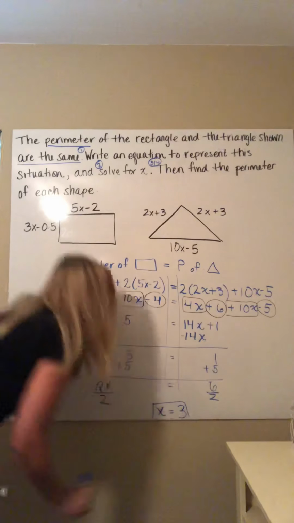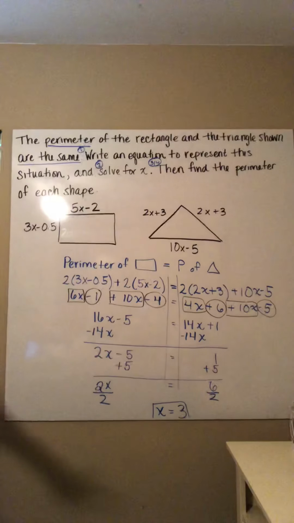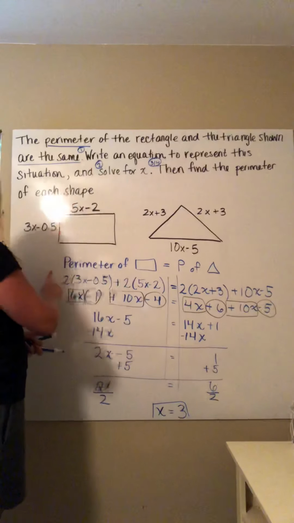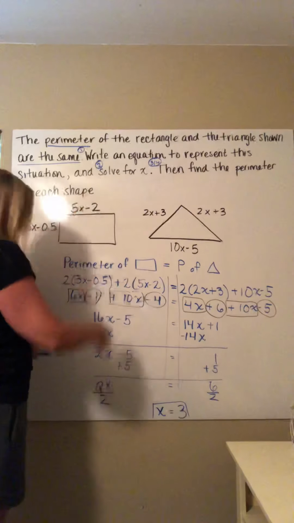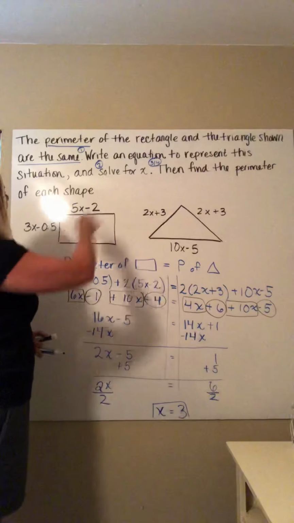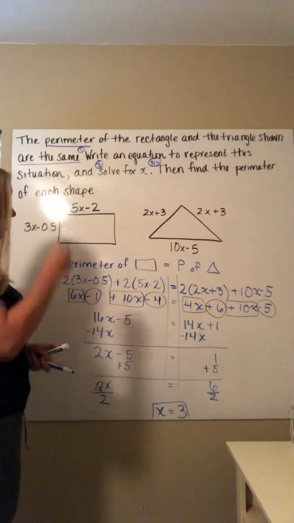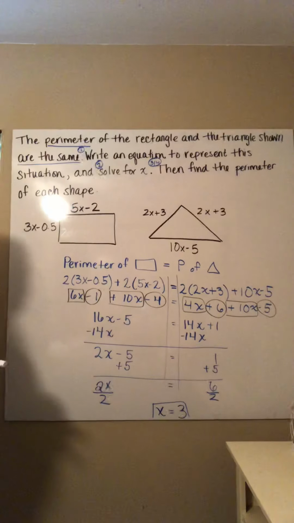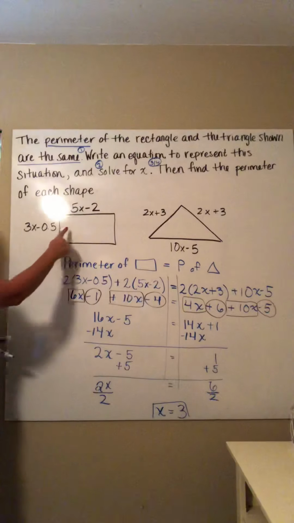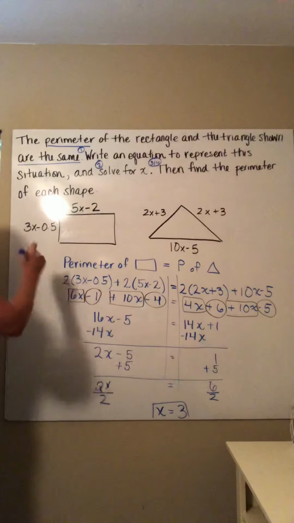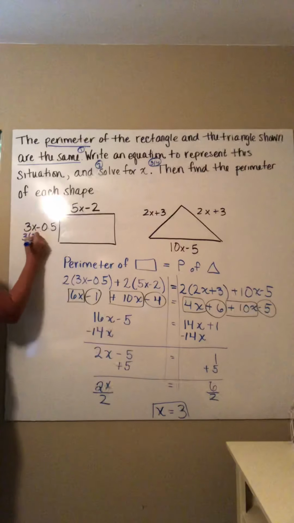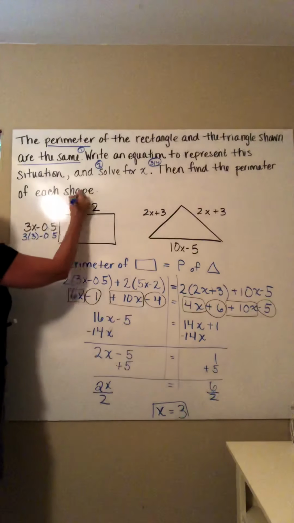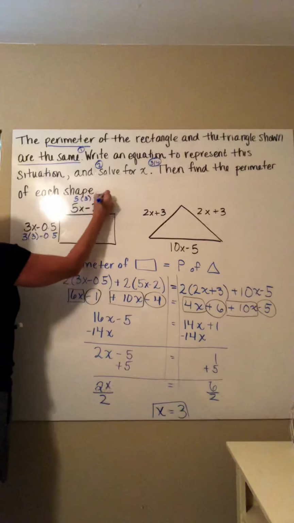And how many of us want to just box that and say, woo, move on to the next problem? Don't be tempted to do that. We had to do 4 things. We wrote our equation, check. We solved for x, check. Now I have to find the perimeter of each shape. So I need to replace x with 3 and find the perimeter of each shape. So here, that would mean that I need to take 3 times 3 minus 5/10. And here, 5 times 3 minus 2.